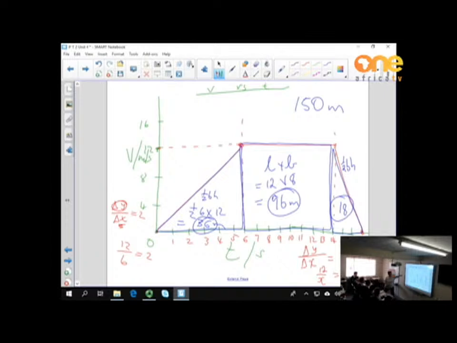This is a velocity time graph, not a displacement time graph. You're confused between the two. If it was a displacement time graph, it would have a curve. But we've got a velocity time graph. Okay, go and check that again. All right.